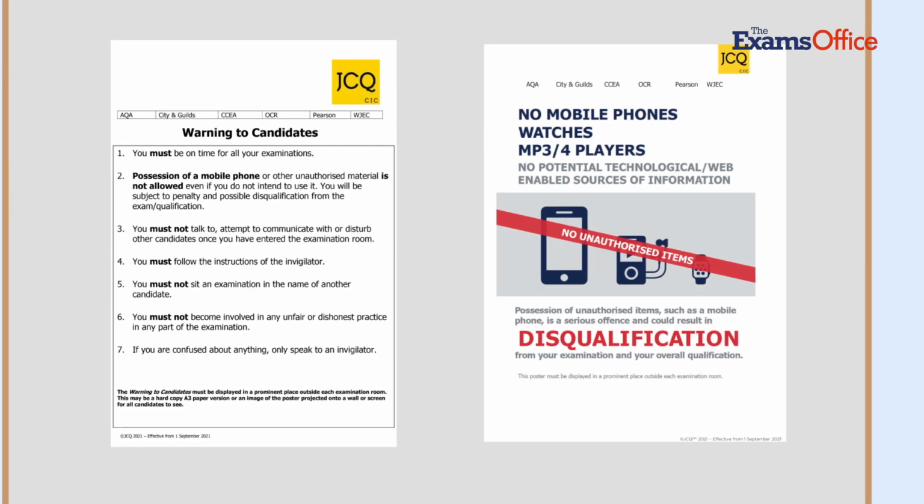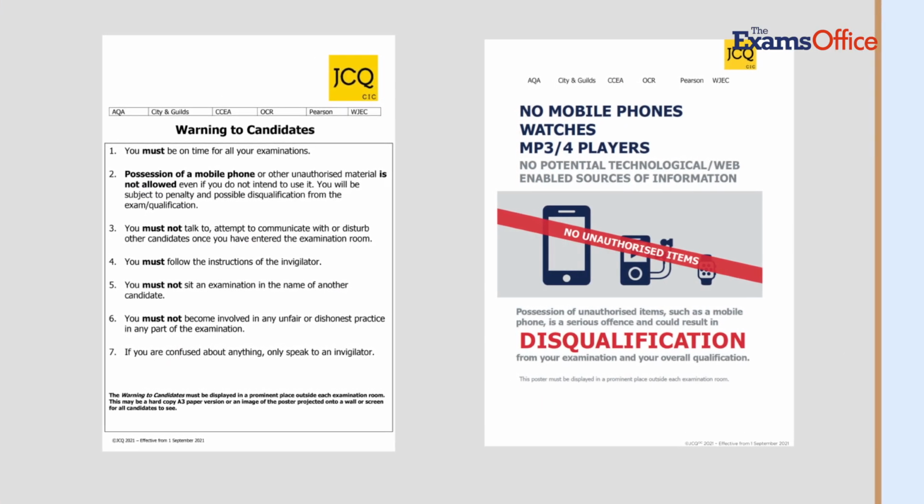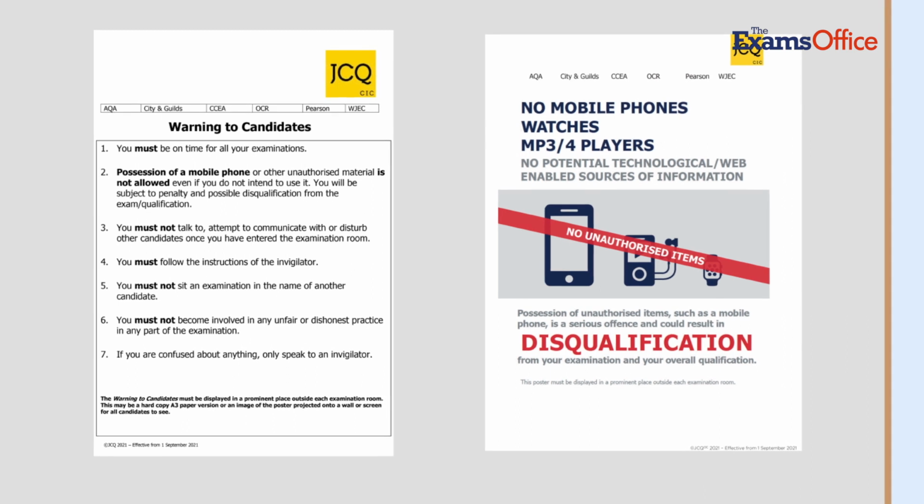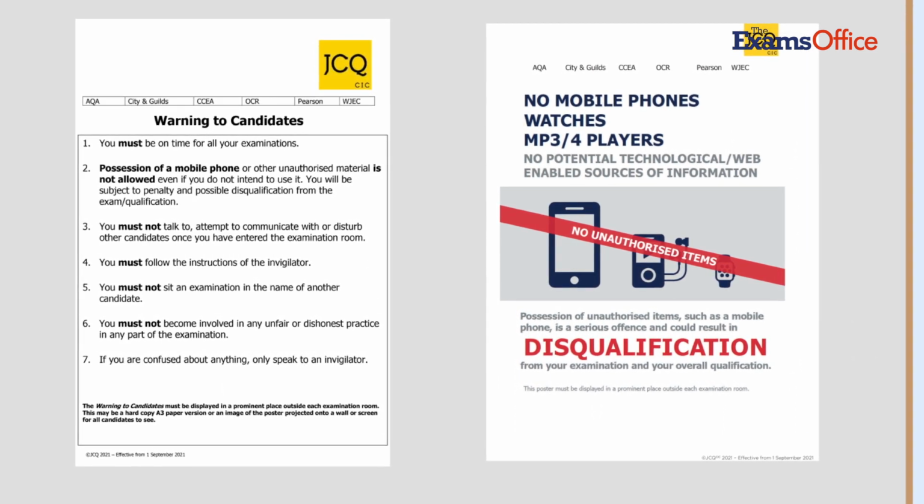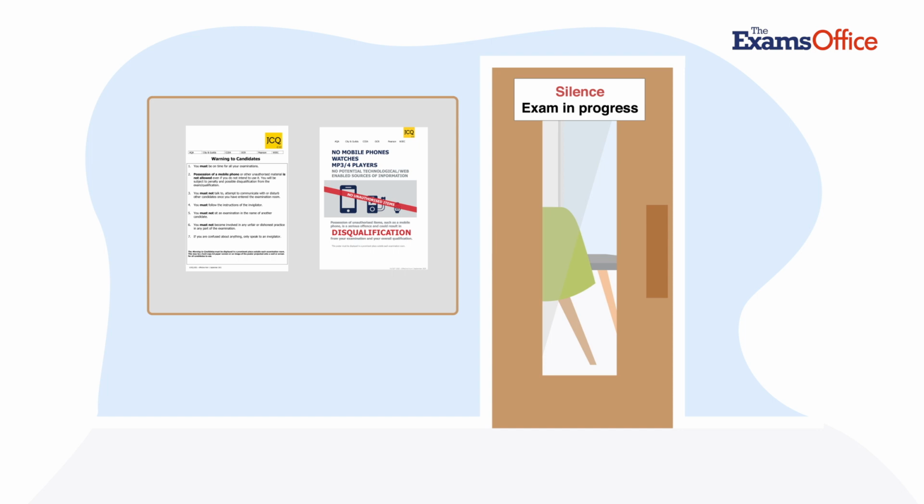The current JCQ Warning to Candidates poster and the JCQ Unauthorised Items poster must be displayed in a prominent place outside each examination room. This may either be a hard copy A3 paper version of the poster, in either black and white or colour, or a projection of the poster onto a wall or screen for all candidates to see.